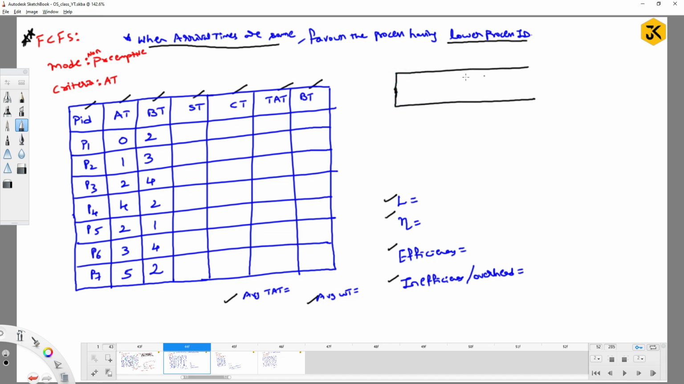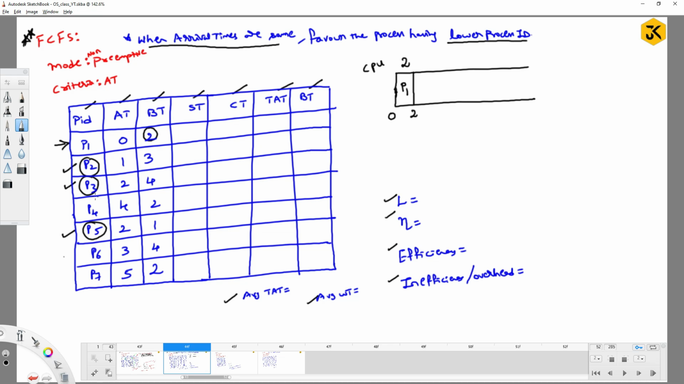If I draw the Gantt chart for it, let me say this is the CPU and it starts at the 0th time. At 0th time, you have only one process available, that is P1, and as it is non-preemptive, the time required to complete the task will be allocated directly. So P1 will be completed by 2. Next, by 2 nanoseconds, what are the processes available for us? P2, P3, P5. These are three processes that are available by 2 nanoseconds.